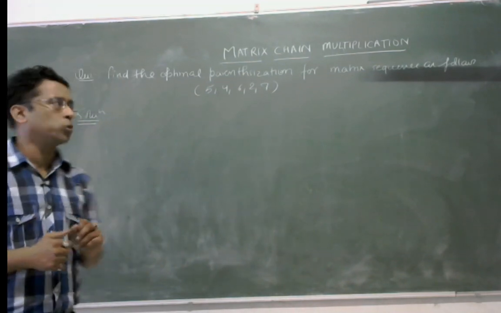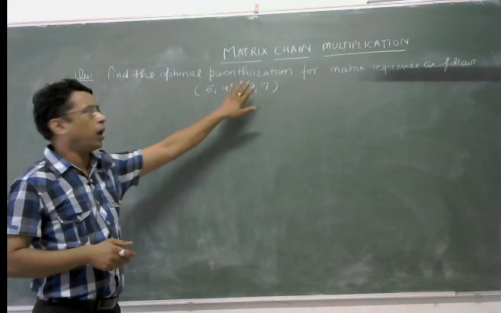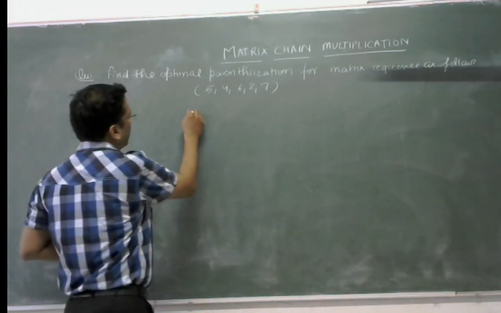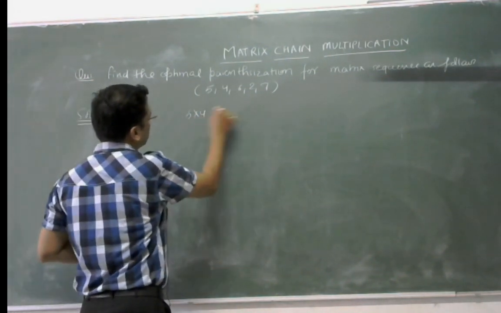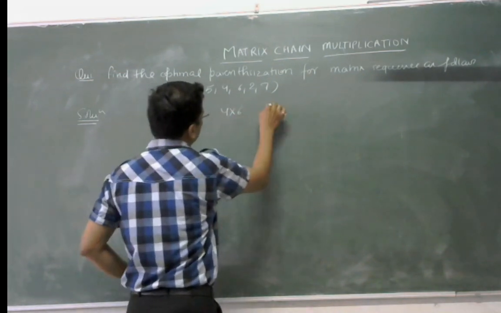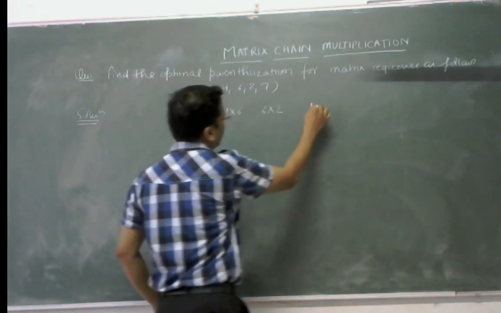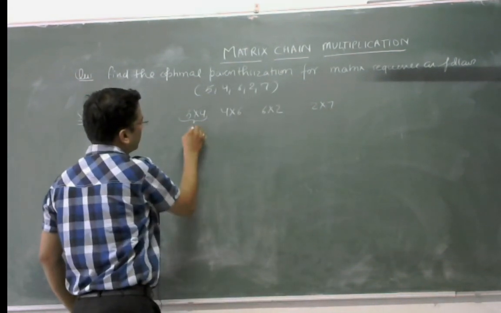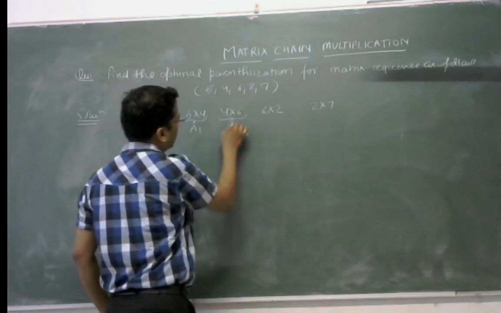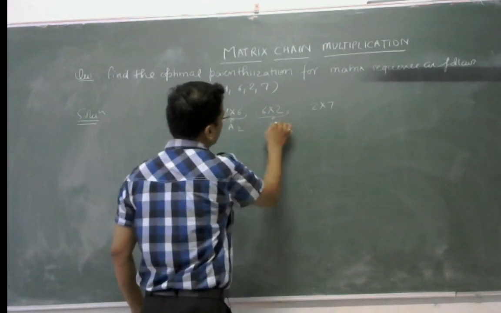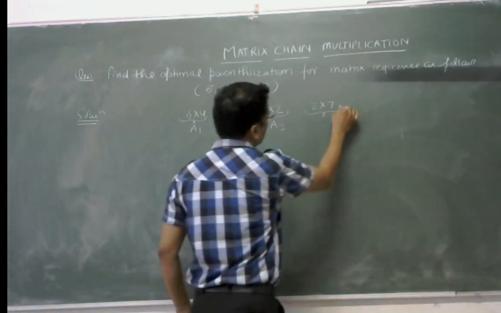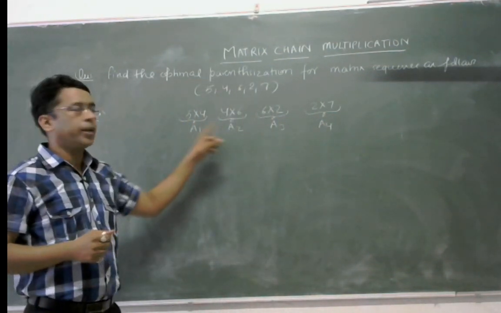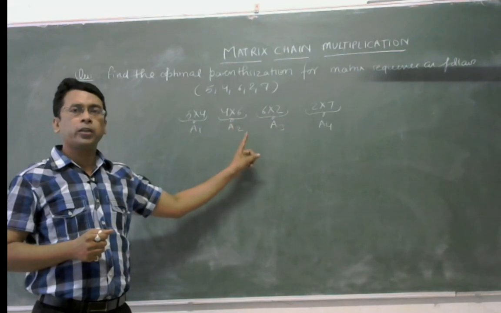The question may arise in your mind how these 5 tuples define the 4 matrices. Here the matrices are 5 cross 4, 4 cross 6, 6 cross 2 and 2 cross 7. Suppose this is A1, this is A2, this is A3 and this one A4. So there are 4 matrices and we have to multiply these matrices, and we cannot change their sequence.